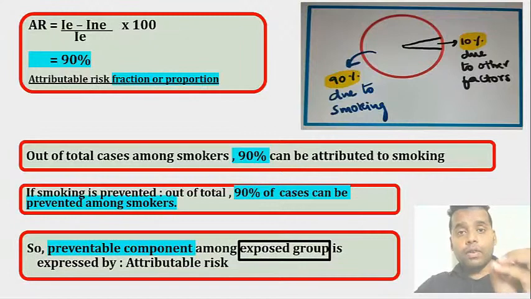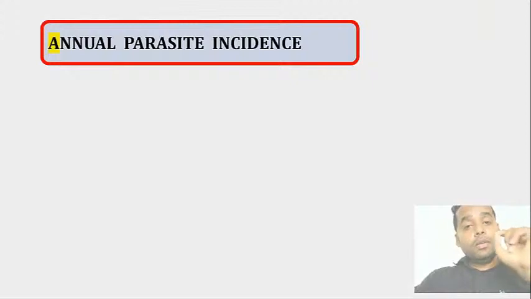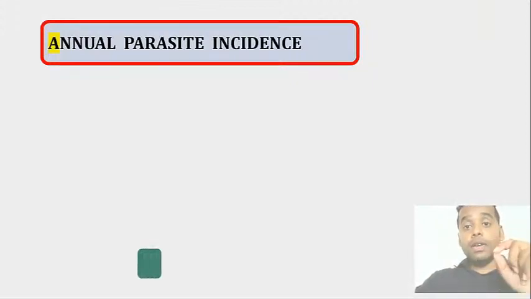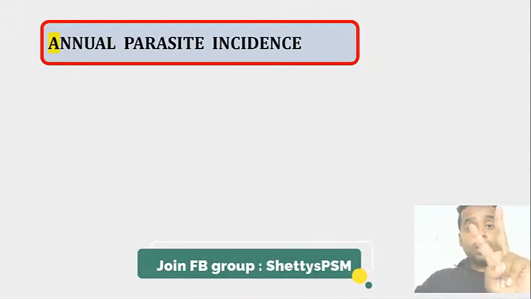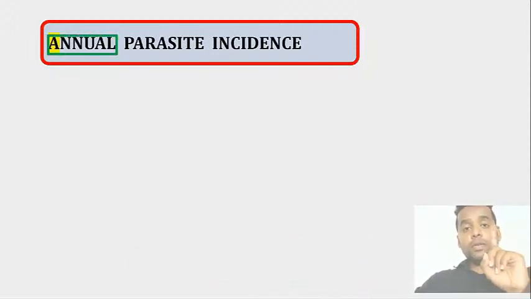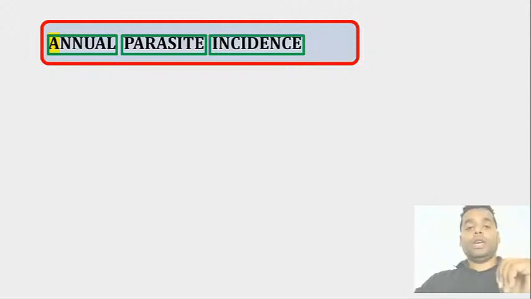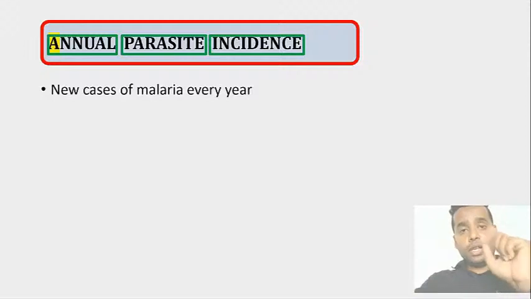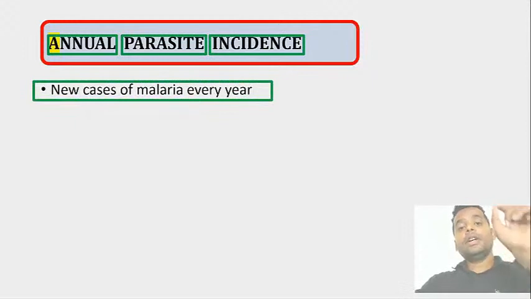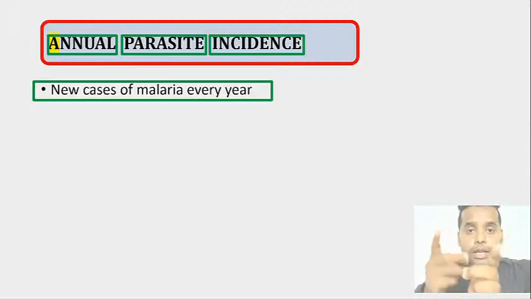Very important, annual parasite incidence. So now coming to annual parasite incidence. There are 3 words. Annual means 1 year. Parasite, that is related to malaria cases. Incidence means new cases. So it is very simple. When you split the words, there is nothing in this. It is new cases of malaria every year. That is the inference of this word. 1 year, malaria, new cases.